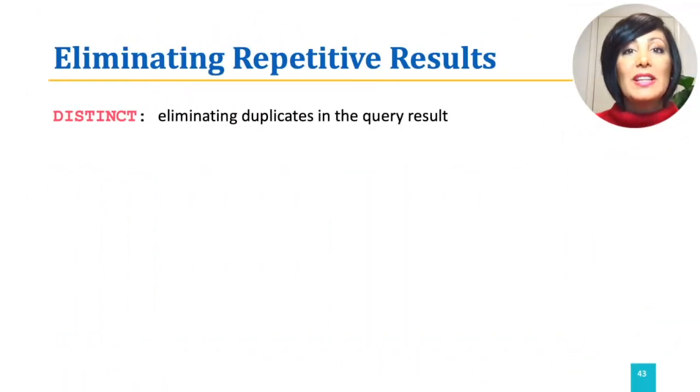Sometimes you may need to eliminate repetitive results from the answer to your query, or you may want to find different possible values for an attribute among your rows. In these cases, distinct can help.